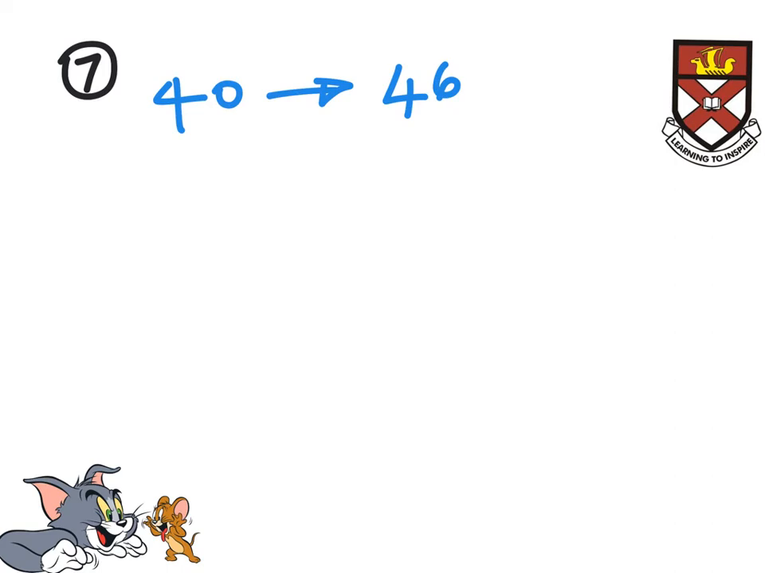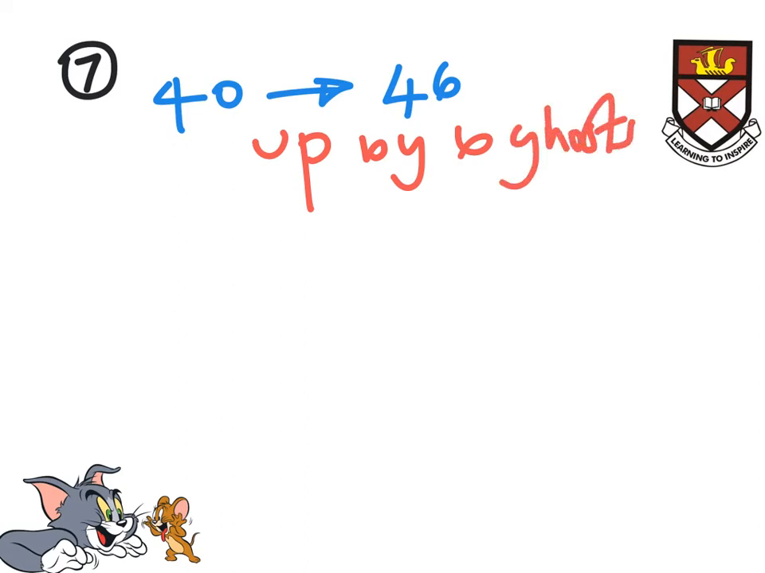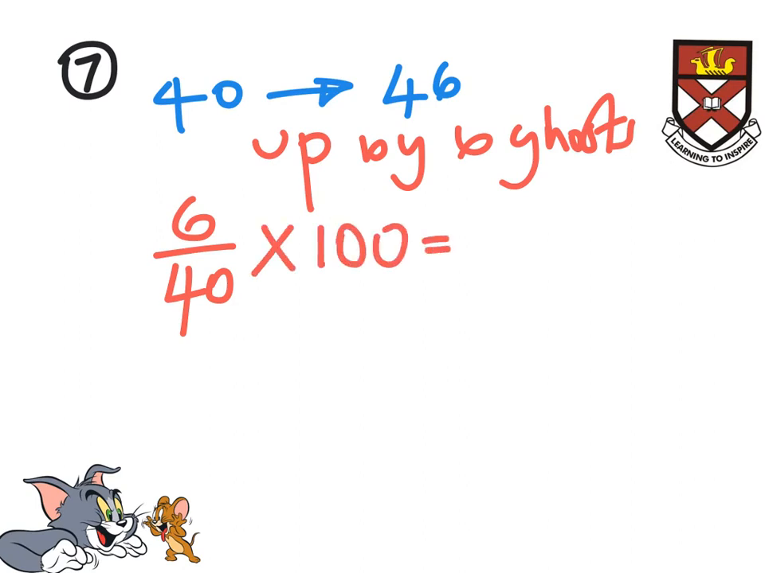Question 7, the ghosts in Alloa. They've increased from 40 to 46, so that means they've gone up by 6 ghosts. Okay, that's not hard obviously. We need to work out what that is as a rate or a percentage. So it's gone up 6 out of how many was it to start with? 40. How do I turn a fraction into a percentage? I times it by 100. So you work that out as a percentage.